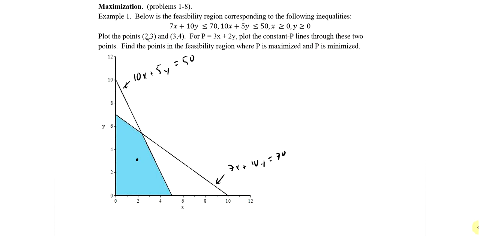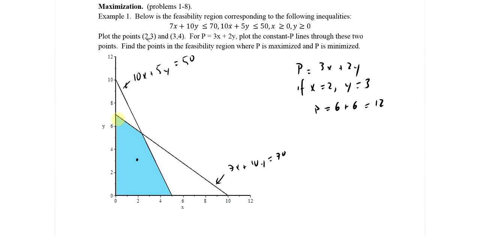So, p equals 3x plus 2y. If we're thinking about this point, if x equals 2, y equals 3, p equals 3 times 2 is 6, plus 2 times 3 is 6, is 12. Okay, so what are we thinking about this?